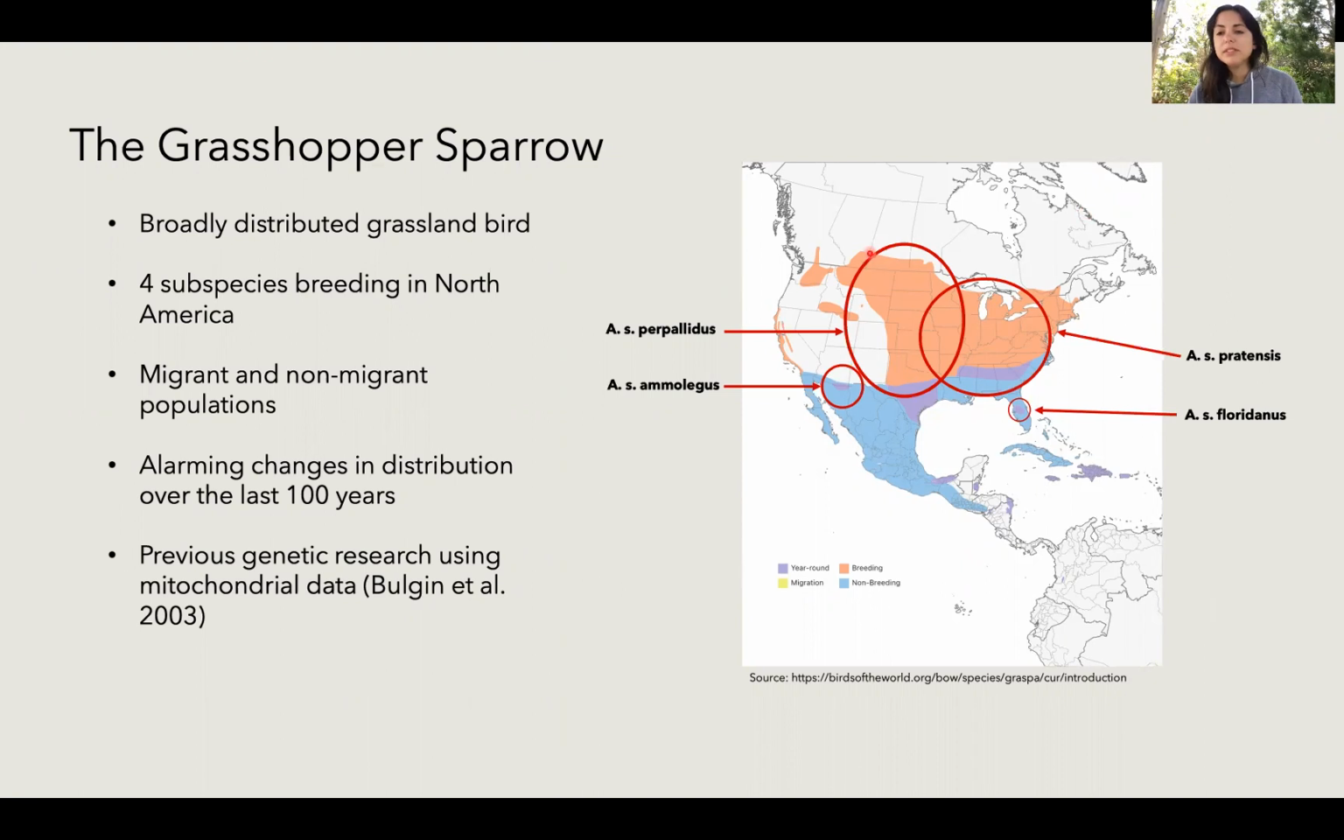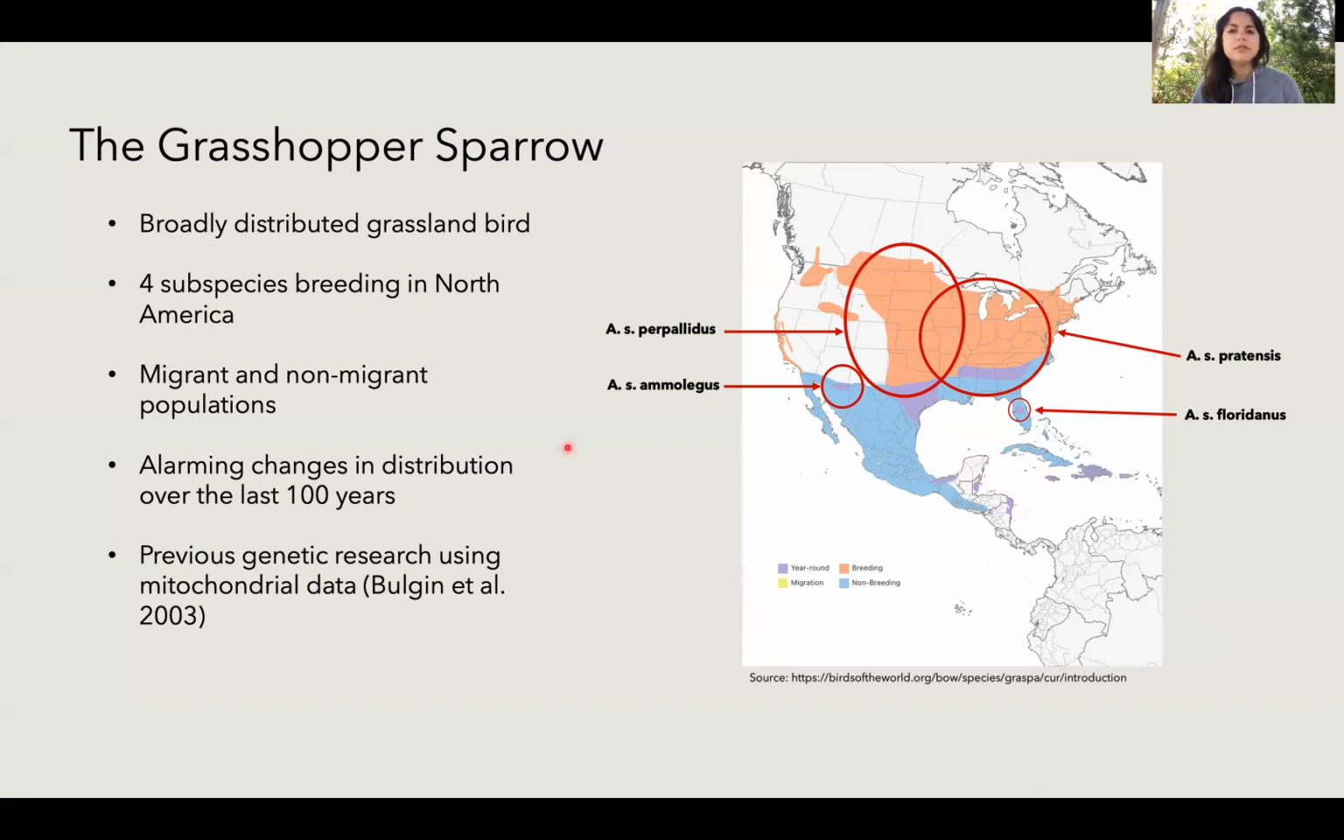And so these 4 subspecies have experienced some alarming changes in their distribution over the last 100 years, but the most notable being observed in the Florida grasshopper sparrow, where they were once relatively abundant across 8 counties in central Florida. They are now restricted to just 4 and primarily found on public lands.